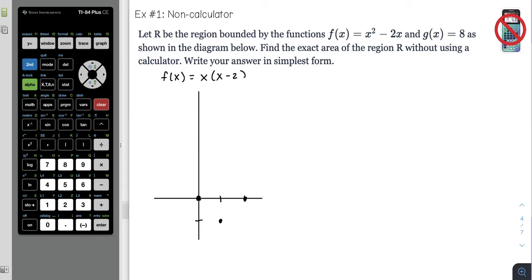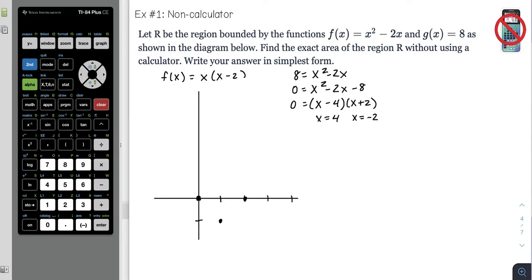And then I also want to find the intersection point. So I'm going to set 8 equal to x squared minus 2x. So that's going to give me 0 equals x squared minus 2x minus 8. And that factors to x minus 4 times x plus 2. So that's x equals 4 and x equals negative 2. Okay, so I'm just going to extend this out a little bit.